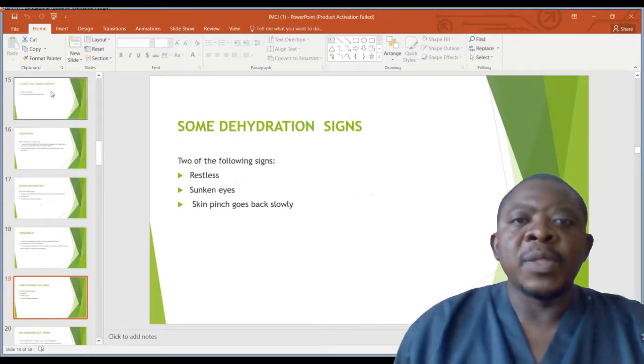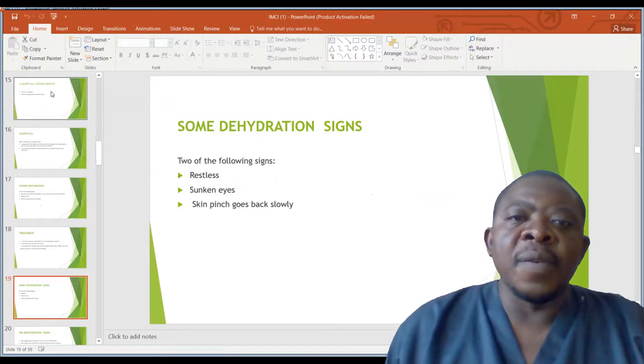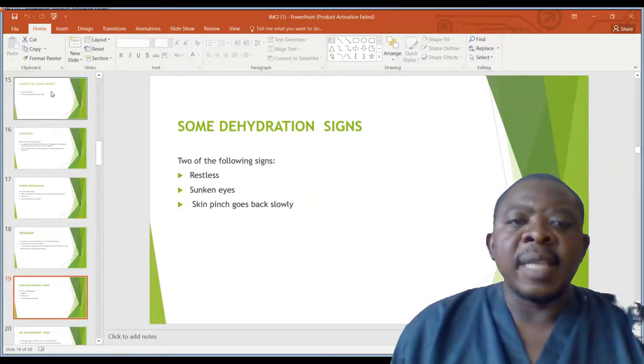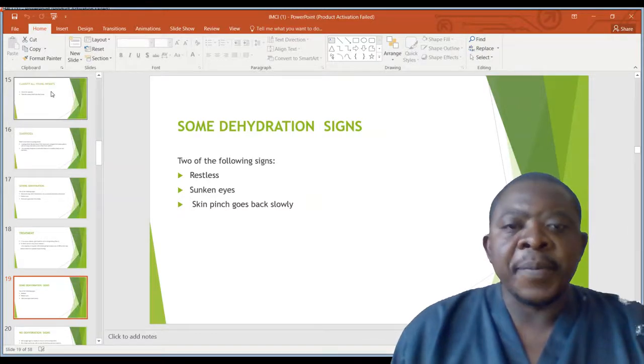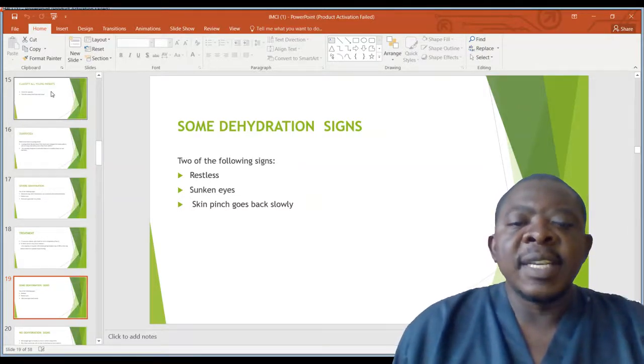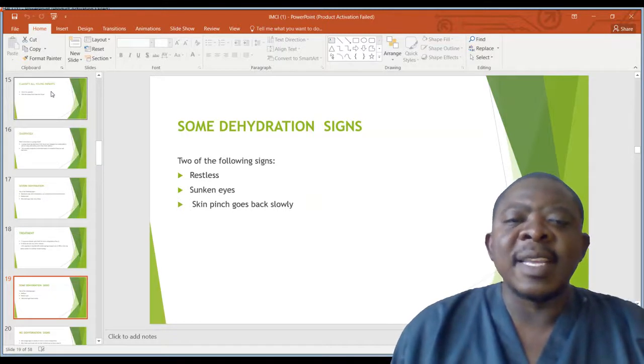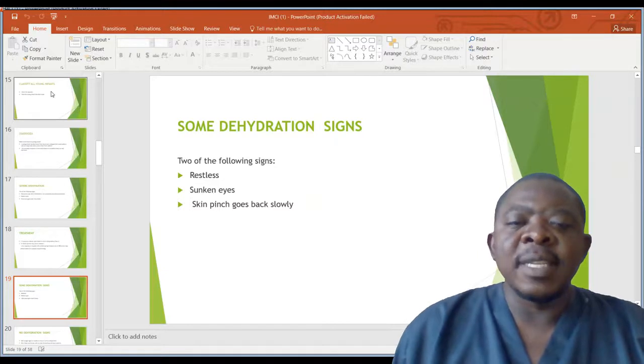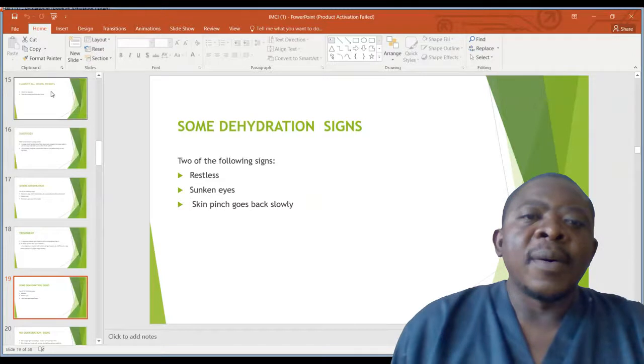Okay, for some dehydration signs, two of the following signs can be seen. If there is some dehydration, the child may be restless, sunken eyes will be there, but skin pinch goes back slowly. So in some dehydration, the skin pinch does not go back very slowly, it just goes back slowly. So sunken eyes are seen, okay, and restlessness.